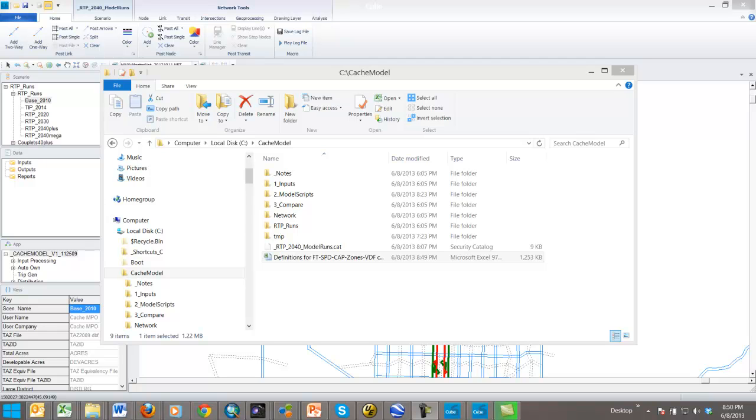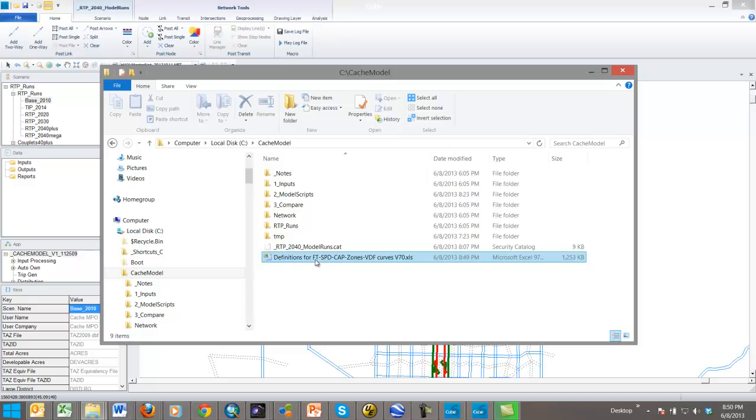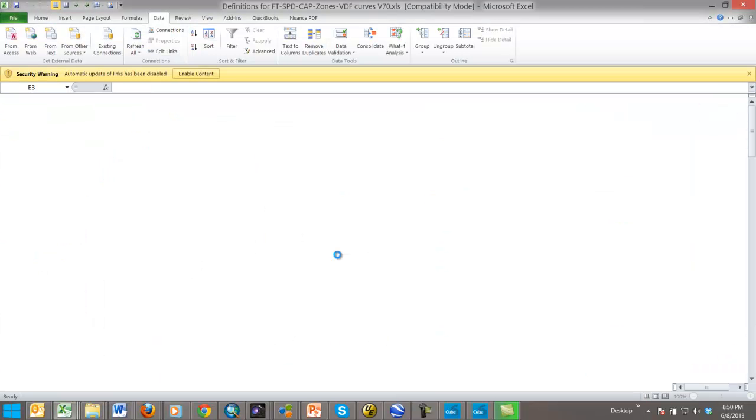Okay, so we're going to take a pause from Cube for a minute, and we're going to instead look at where the speeds and capacities of roadways come from, and so let's do that. So back in the main directory cache model, I put a file called definitions for functional type, speed, cap, other things. So it's pretty much everything.